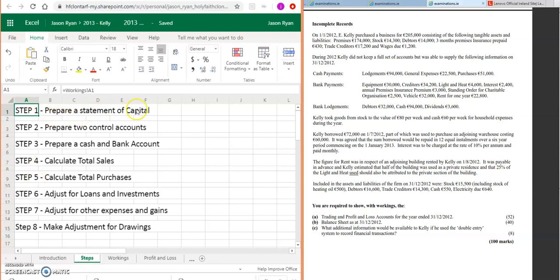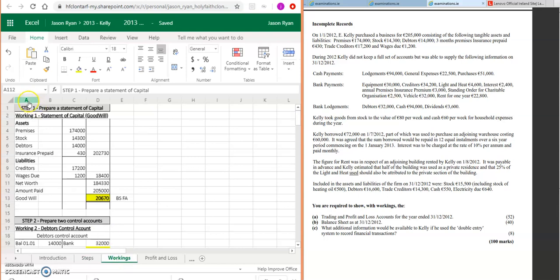So step 1, prepare a statement of capital. So we're looking for a goodwill. Prepare 2 control accounts, your debtors and your creditors, trying to calculate what are your credit sales and what are your credit purchases. Prepare cash in your bank account to help you calculate your cash sales and your cash purchases. Calculate your total sales, which is your credit sales plus your cash sales. Calculate your total purchases, which is your credit purchases plus your cash purchases. Adjust for any loans and investments in the questions. Adjust for other expenses and gains, and make adjustments for drawings. And then step 9 and 10 is complete the profit and loss account and complete the balance sheet.